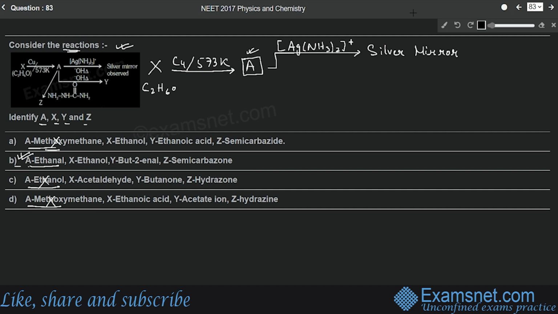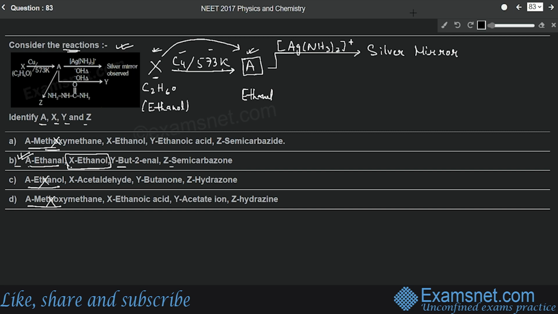Okay, now let's check what is the compound X. So X was the initial reactant and it reacted with copper at 573 Kelvin to give the compound A, right? And A is an aldehyde, that is ethanal. So this is ethanal and X must be ethanol then. Okay, ethanol, that is a primary alcohol, because we know that ethanol on reaction with copper at 573 Kelvin will give ethanal. Okay, so now X is ethanol. In option B, you can see X is given as ethanol. So this is also true. Now we'll check for Y and Z also.